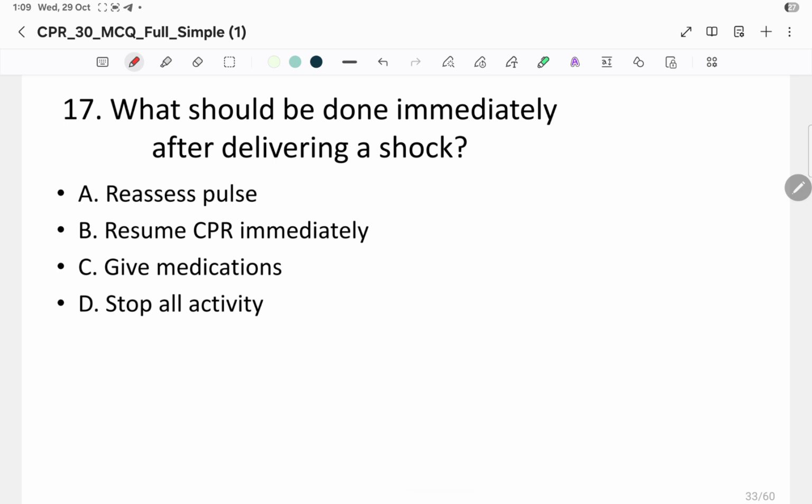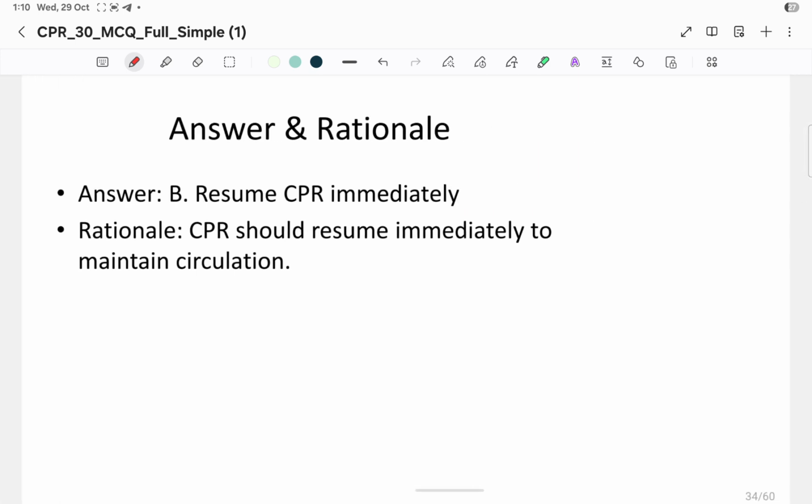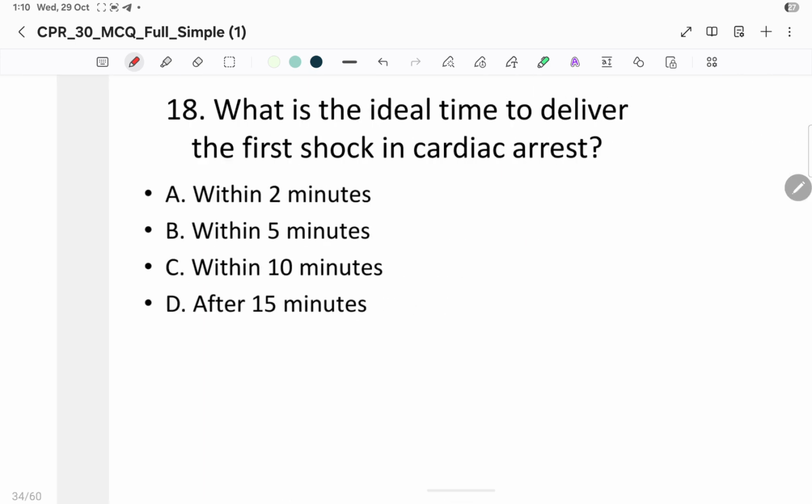Question number 17. What should be done immediately after delivering a shock? Option A, reassess pulse, B, resume CPR immediately, C, give medications, D, stop all activity. And the correct answer is option B, resume CPR immediately. So after giving a shock, we have to resume CPR immediately, because it helps us maintain the circulation of blood.